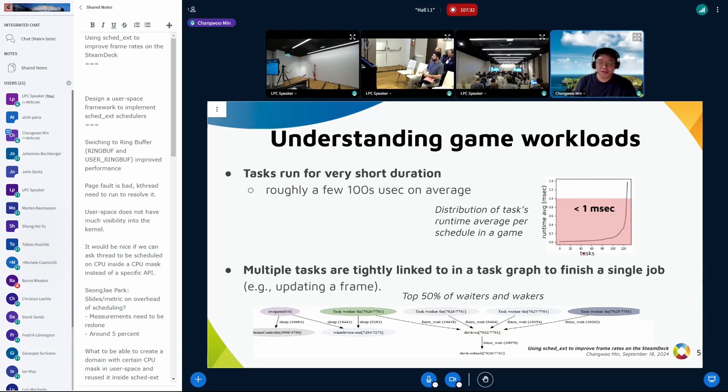So the first important property is that the average execution time per schedule is very short, just on the scale of 100 or 200 microseconds. The graph on the right-hand side shows the distribution of the runtime per schedule across the tasks. As you can see, most of the tasks spend less than a millisecond, and most of them spend just 100 or 200 microseconds, and then go to sleep. So it is really important to understand what these tasks are doing for that short period of time, and why they actually sleep.